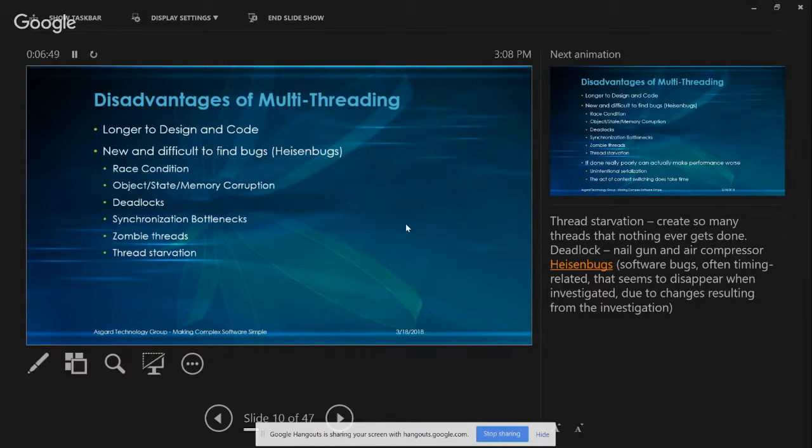Some of these things, particularly a race condition, is if you've got two threads and they're going through the code, sometimes this thread gets ahead of this thread, sometimes this thread gets ahead of this thread, and sometimes if it's just the right amount of ahead of the other one, you can have a bug. Which means you can have a bug that happens every 3,000, 10,000 times you go through that code.